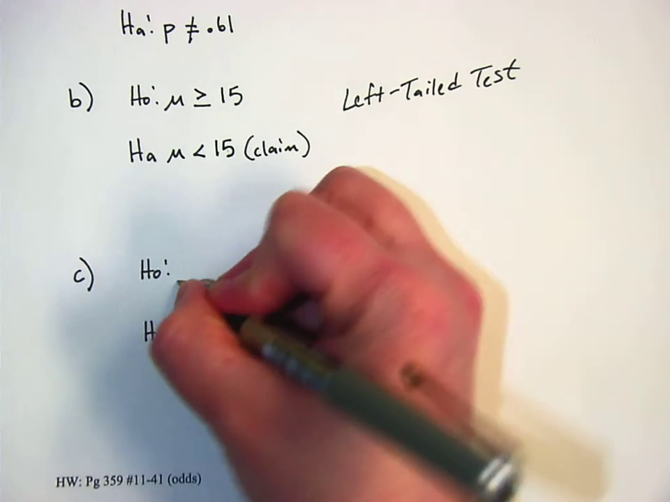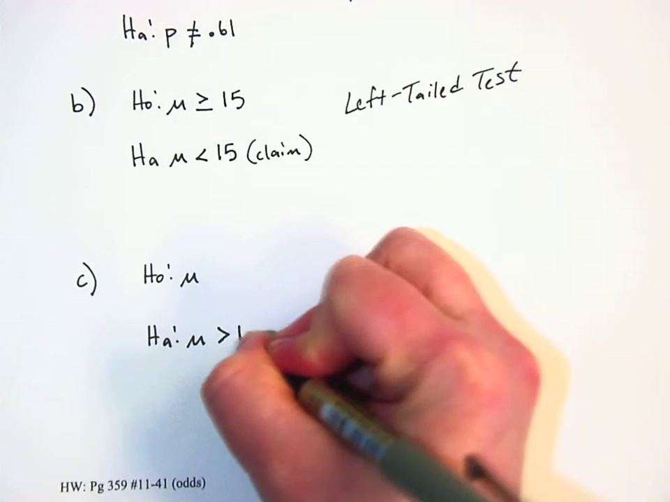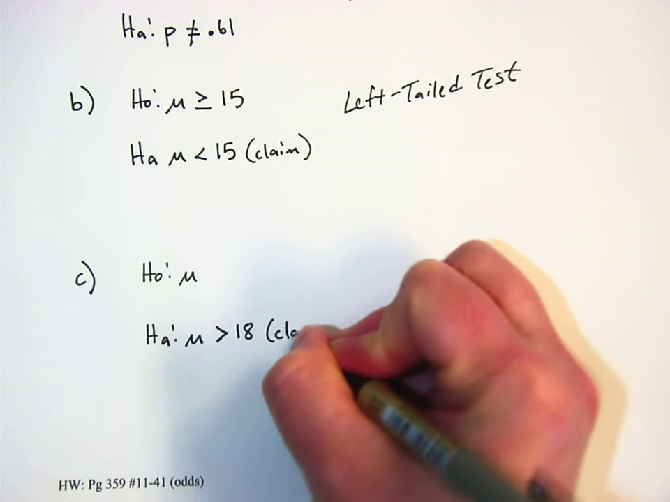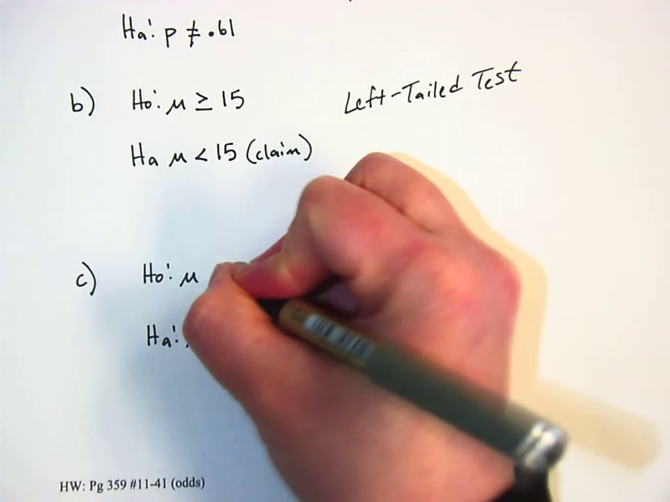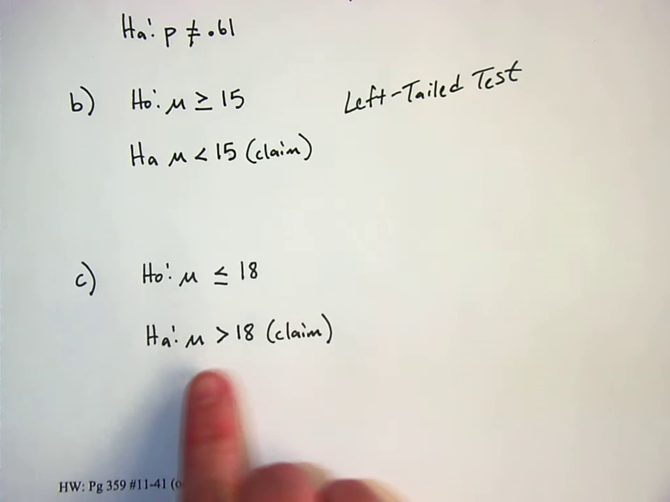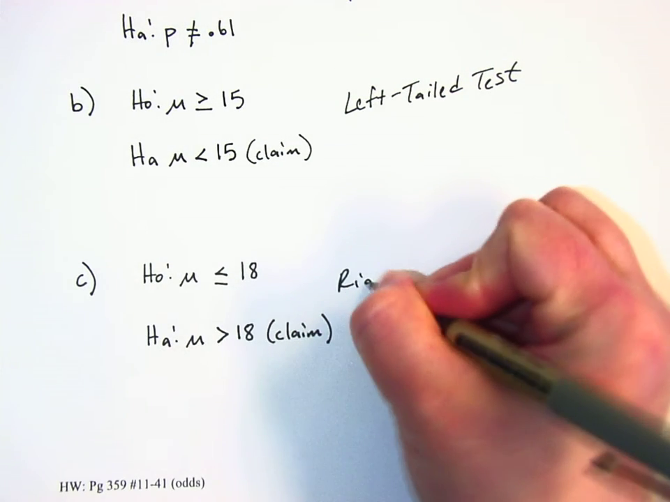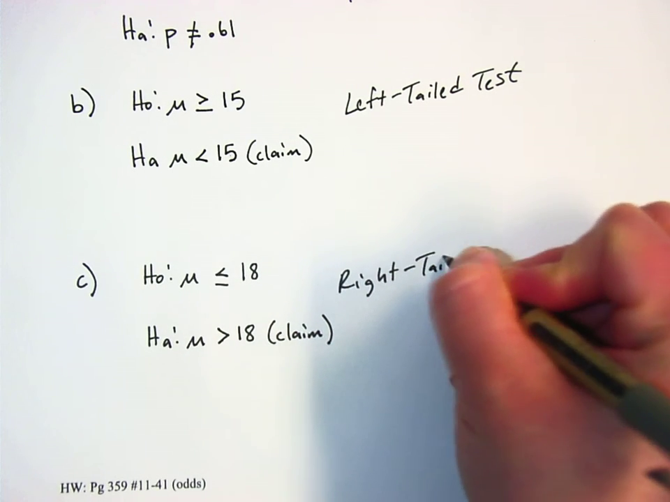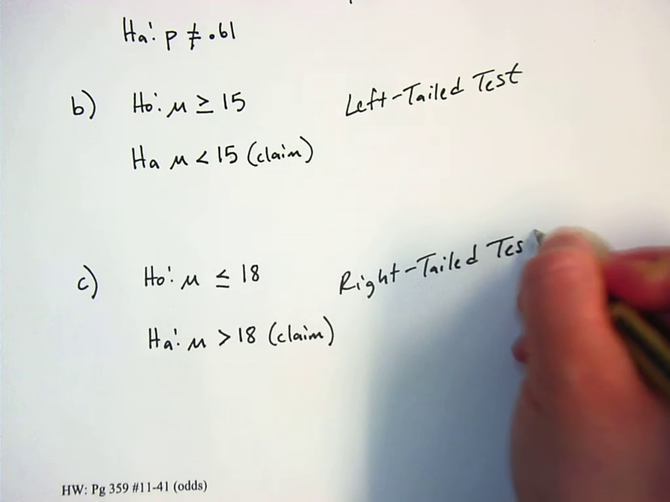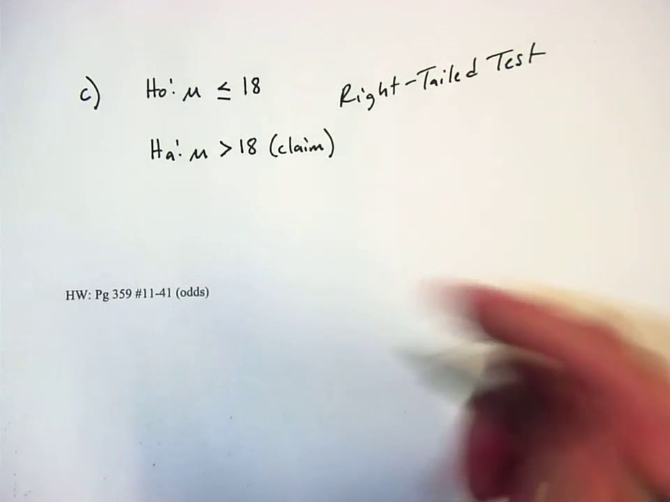Hopefully you've paused. It's talking about a mean, so it says that the mean life is more than 18 years. That means that the claim is here. They're saying more than 18. Opposite of that is less than or equal to 18. The alternative tells you where the tail is. And this is a right-tailed test. Greater than is a right-tailed test. If you look at the previous page, you'll see that this less than or equal to and greater than matches a right-tailed test.